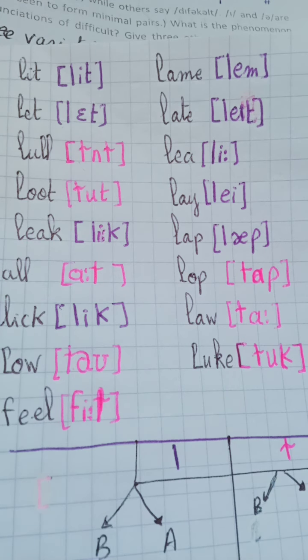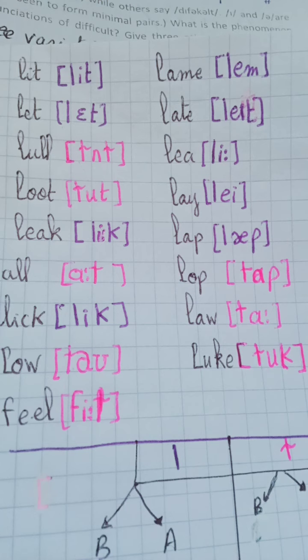When we are talking about allophones, we have two different types: allophones in free variation and allophones in complementary distribution. Here, as you see, there is no free variation, meaning no words that have the same meaning and the same sounds. So those allophones are not in free variation but in complementary distribution.